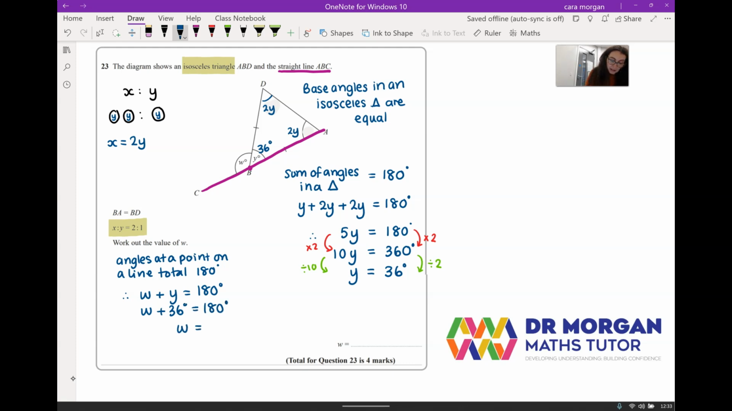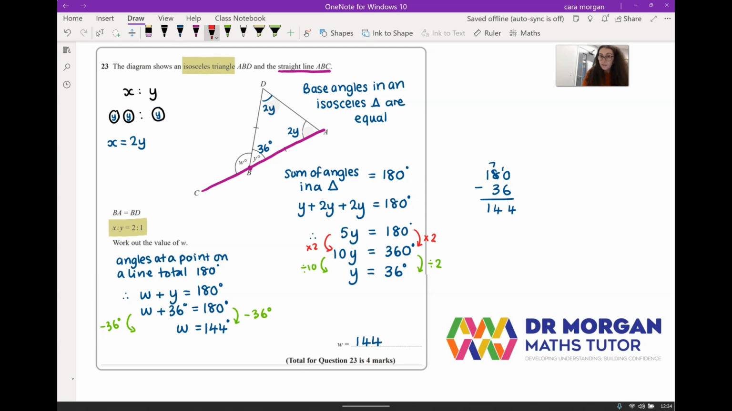And then to find w, I think I'm just going to subtract 36 degrees from both sides of my equation. I'll just do that over here. I've got 180 subtract 36. I could do it in my head, but I don't want to go wrong. And I've got 144 degrees. So I think w is 144 degrees.